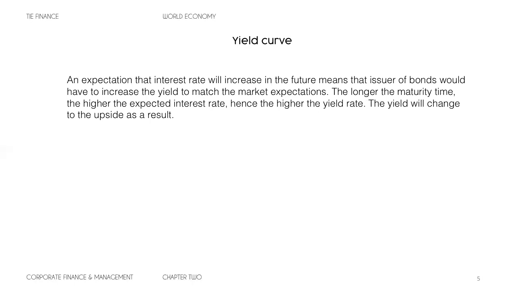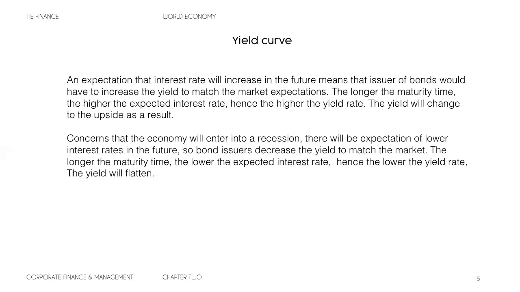Normally this happens when the economy is running well, there's prosperity, and money is flowing in the economy. So the longer the maturity time, the higher the expected interest rates, hence the higher the yield rate. So the yield will change to the upside as a result. And the next slide is about the 10-year Treasury bond of the United States.